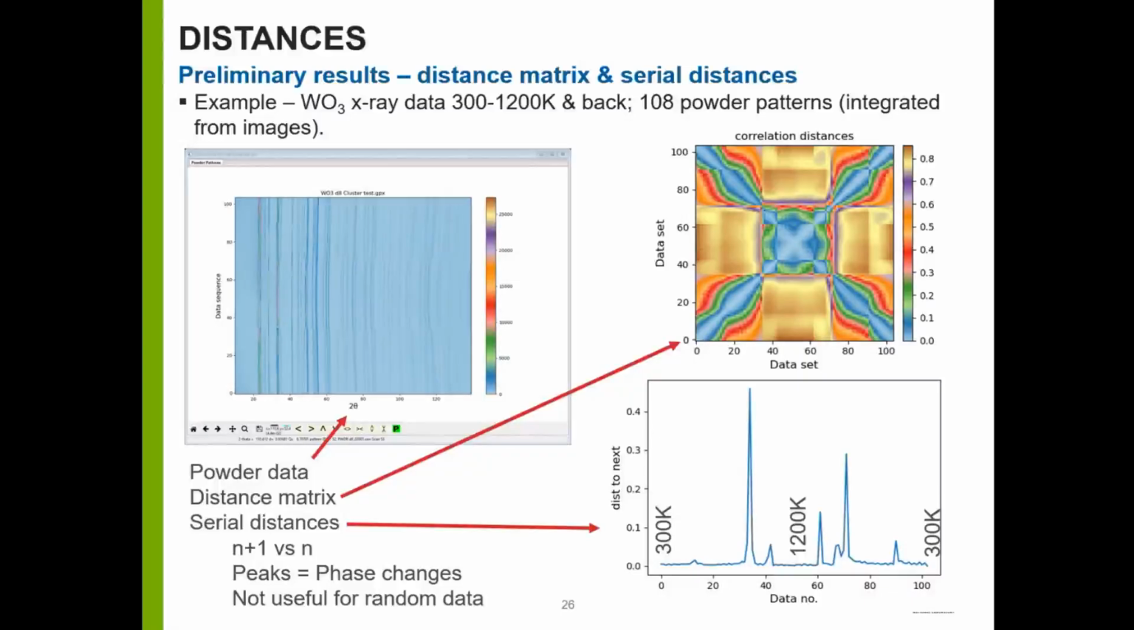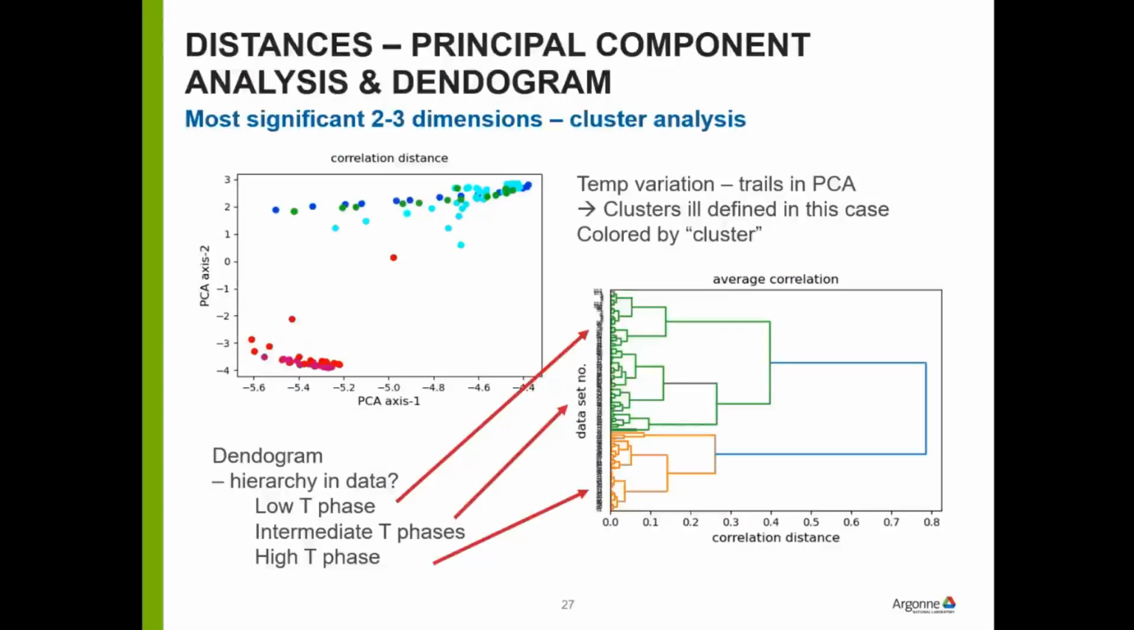Because if you think about it, the distance from one pattern at one crystalline phase and the next crystalline phase is going to be radically different because the patterns will be different. Whereas if the phase didn't change, the next one is going to be pretty similar. So there's a phase change here, one there, one there, one there, one there, one there, one there. Easily picked out.